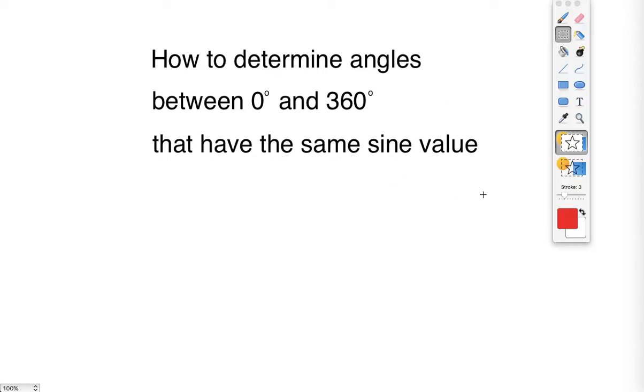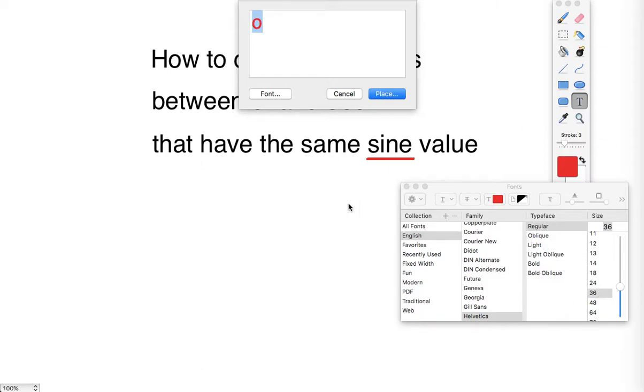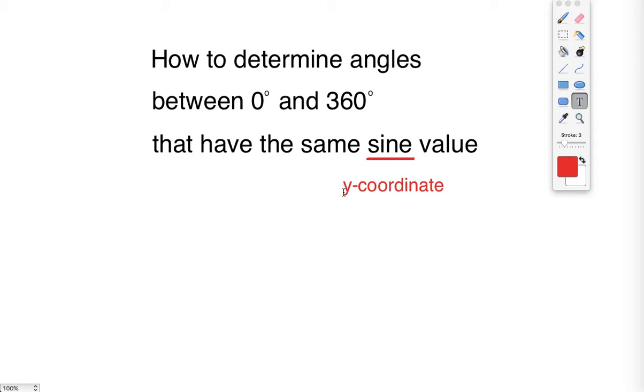This video is on how to determine angles between 0 degrees and 360 degrees that have the exact same sine value. Quick reminder that you can think of sine as the y-coordinate around a unit circle. Okay, and we're going to use a unit circle in order to think about how to determine the angles between 0 and 360 degrees that have that same sine value.